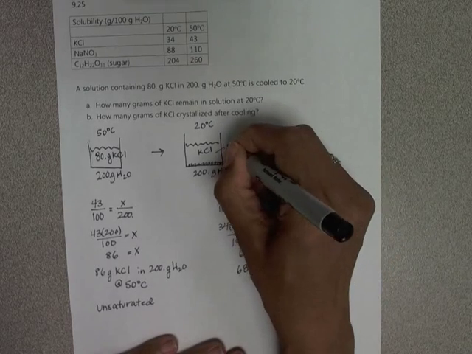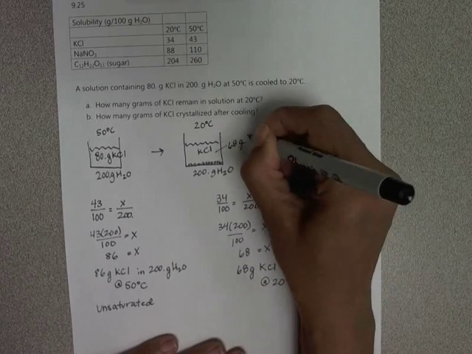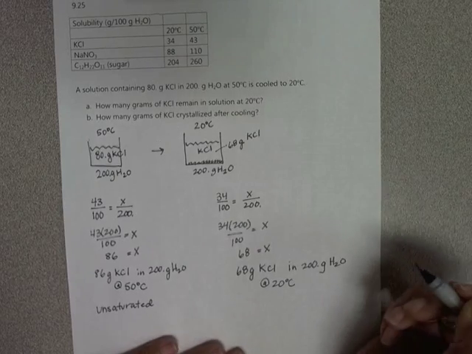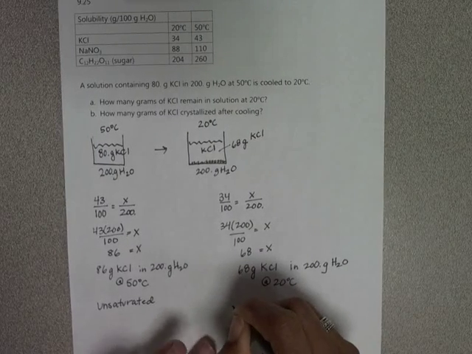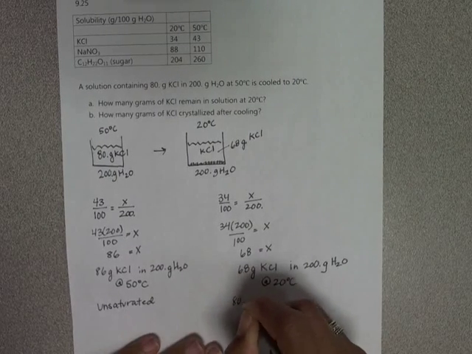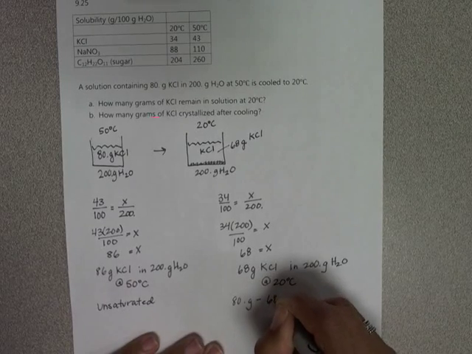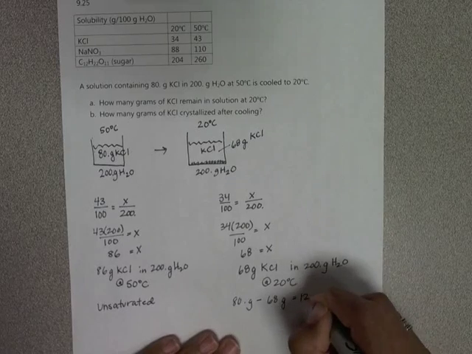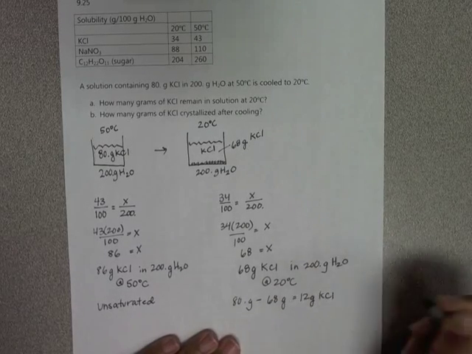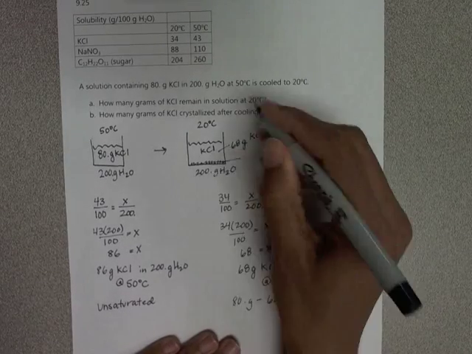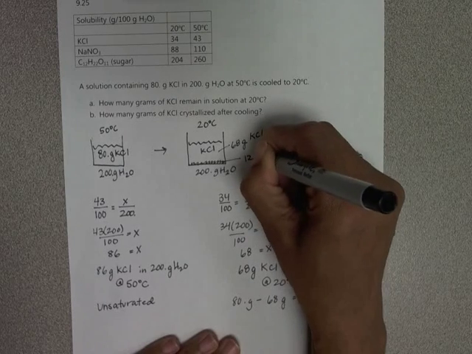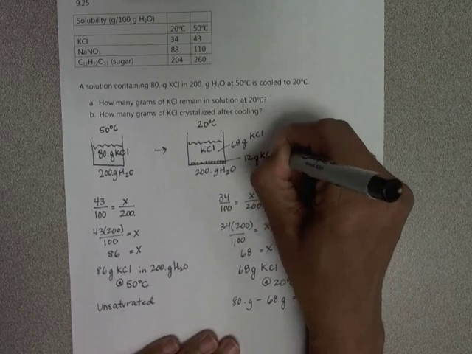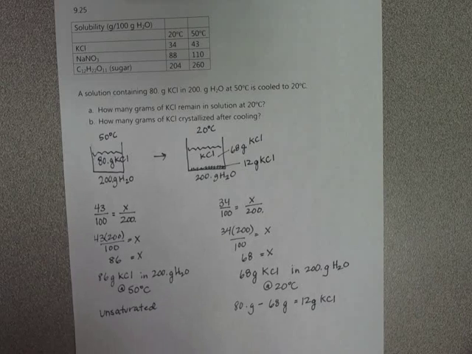So 68 grams will be dissolved in the water. The rest, remember I have 80 grams. If I subtract the 68 that are dissolved in the water, I have 12 grams left that will crystallize, that will not be dissolved in the 200 grams of water.